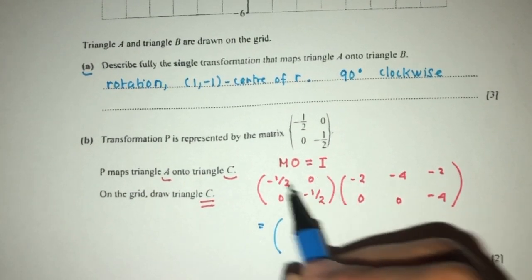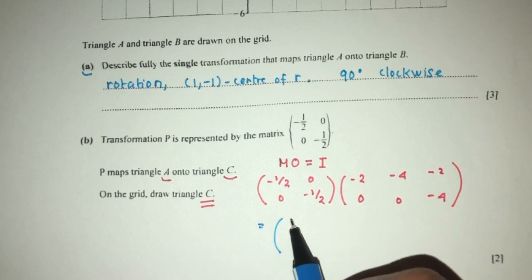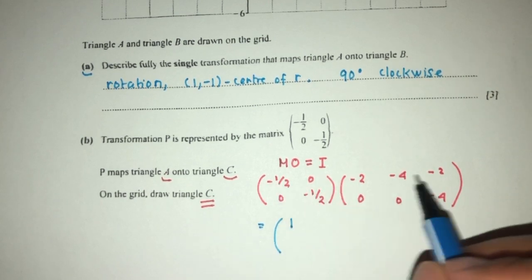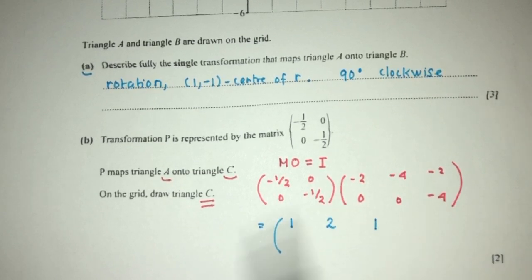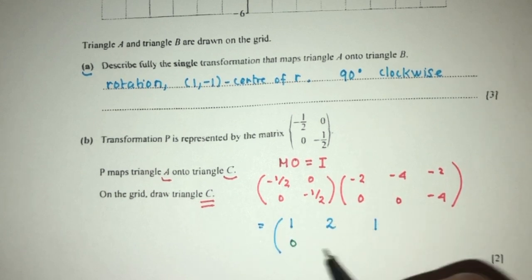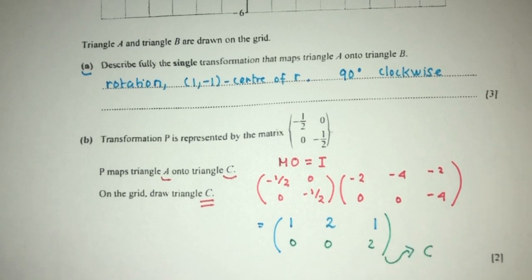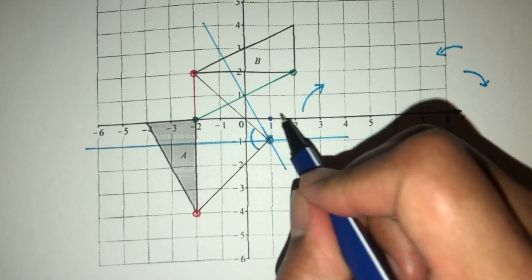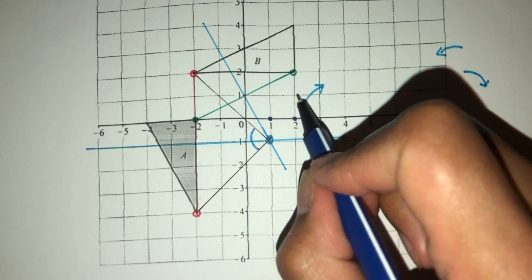Rows by column, this should give you the value of 1 plus 0, that will be 1. Rows by column, that should be 2. Rows by column, that should be 1 as well. And for this one, rows by column, that should be 0. That should be 0 as well, and that should be 2. So these are the points of the triangle C. Now of course you can plot these points. (1, 0) will be right here. Then (2, 0) should be right here, and then (1, 2) should be right here.